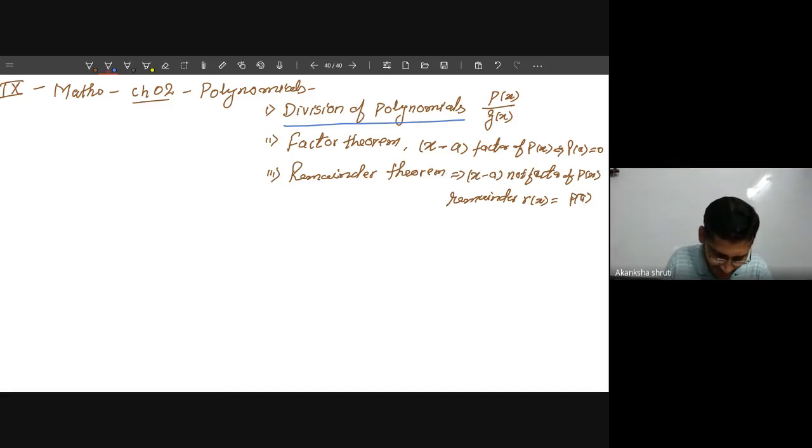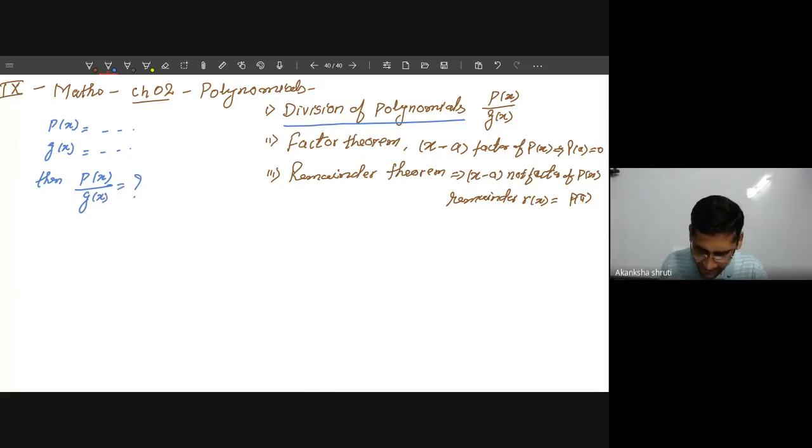For this division of polynomials, you will always be given at least two polynomials. If one polynomial is p(x) and another polynomial is named g(x), then how do we find this value? This p(x) by g(x) will be how much?